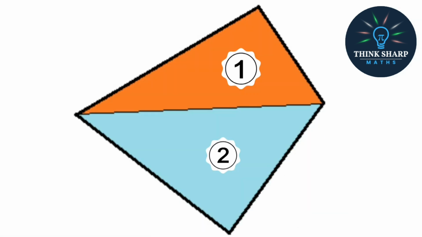And each diagonal divides the quadrilateral into two triangles. These two triangles can be the same also, or different, that is a different case. But one diagonal divides the quadrilateral into two triangles.